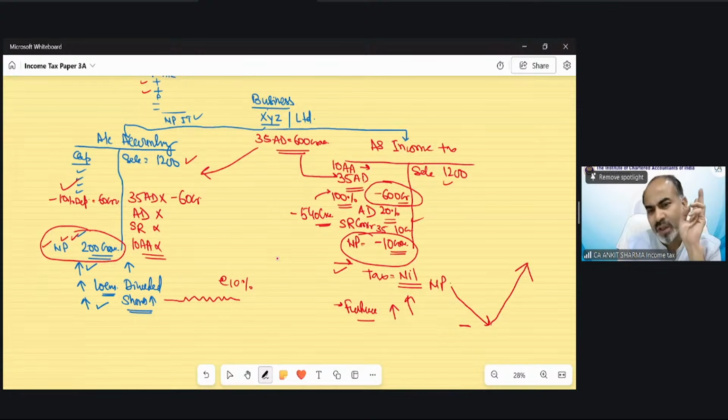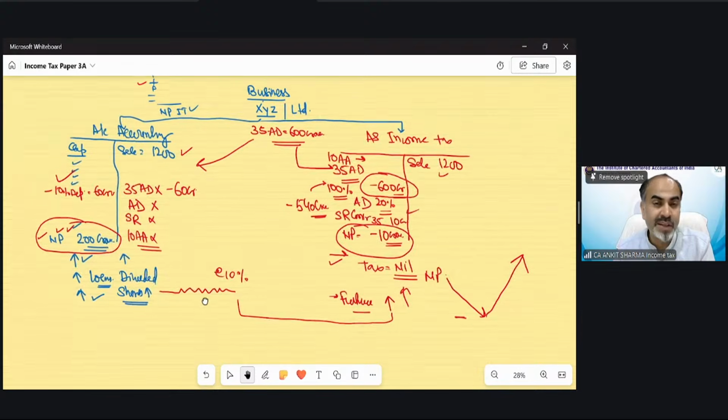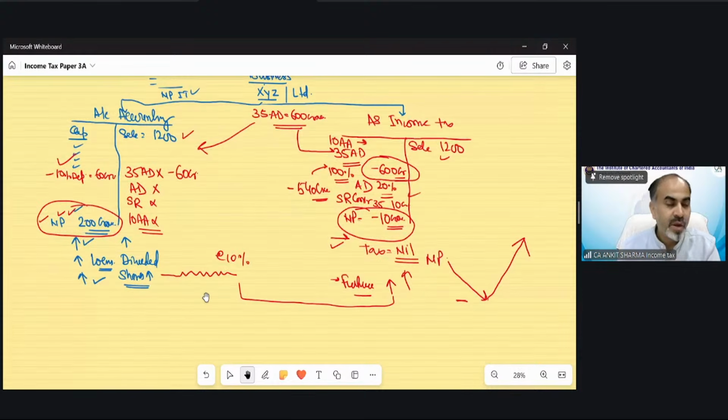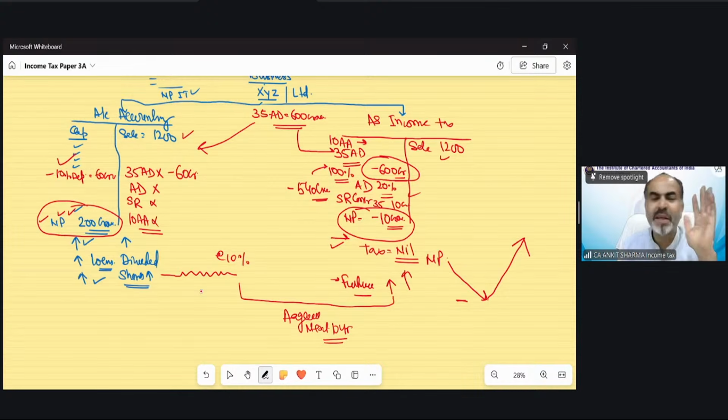So can I say one thing? Listen very carefully. What I'm asking you is very important because your answer will decide whether you understand the concept till now or not. Can I say that the aggregate of profit for the next 10 years would be almost the same in case of accounting and income tax?